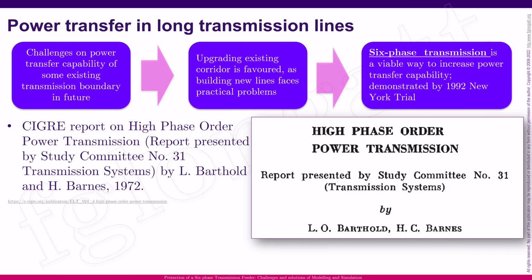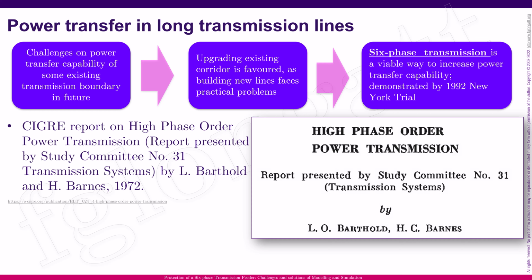As I said before, the challenges on the power transfer capability on the existing transmission boundaries is one of the challenges for the GB system. And upgrading the system corridor looks very logical, however, it can face several practical problems. I will not go into details in those problems, but one of the possible clever ways to solve this problem is to use what we call the six-phase transmission system.